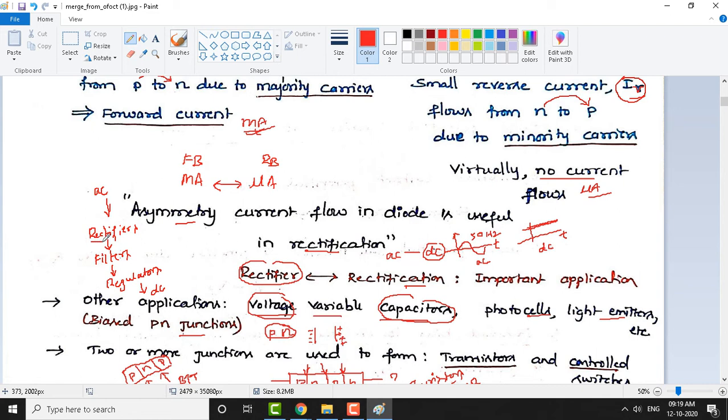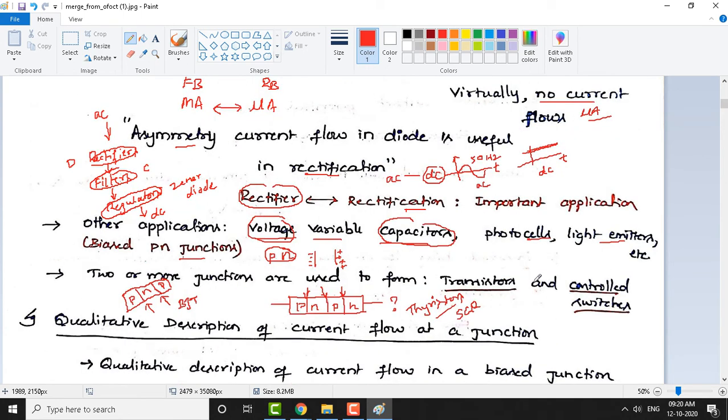So the diode, in all these circuits, you can see that the diode is the basic element. In filters you have a capacitor, and in rectifier we have a diode, whereas in regulator we have Zeners, where it maintains a constant voltage. The Zener diode is also another form of diode with heavy doping. So these are typical important applications of a diode.